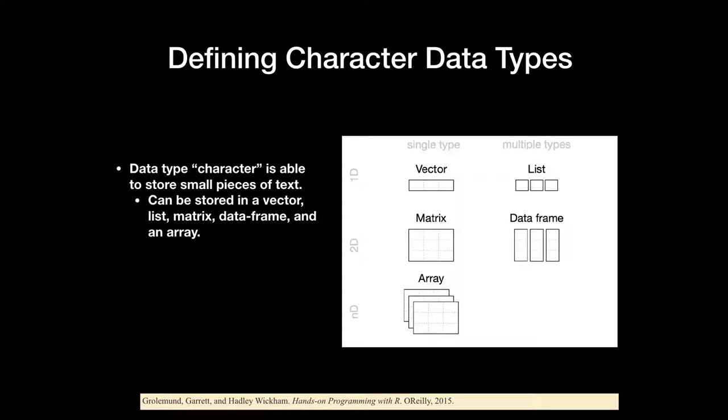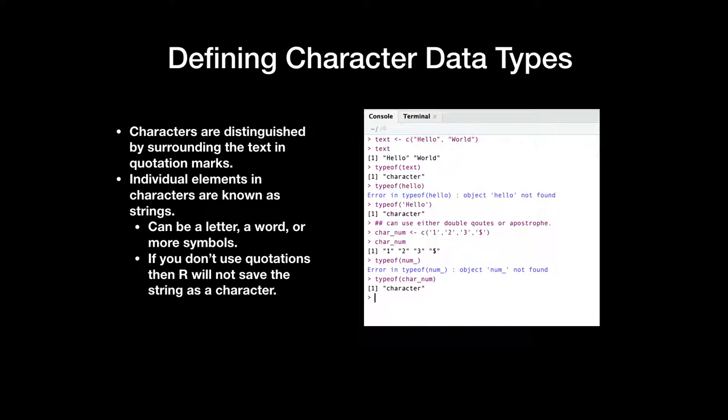So here we are going to be able to define character data types. The data type character, as you may remember from the very first lecture, is a data type that is able to store small pieces of text. Now, this can be stored in a vector, a list, a matrix, a data frame, and an array. Characters are distinguished by surrounding the text in quotation marks. Individual elements in characters are known as strings. They can be a letter, a word, or more symbols. If you don't use quotations, then R will not save the string as a character.